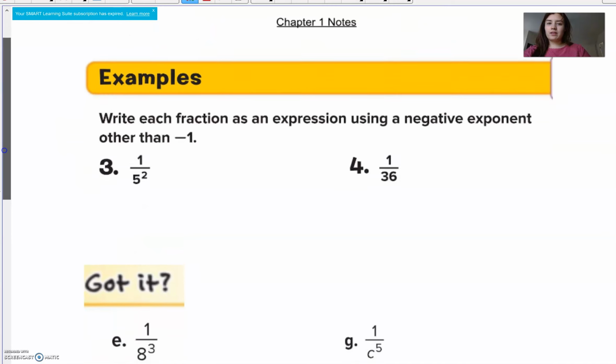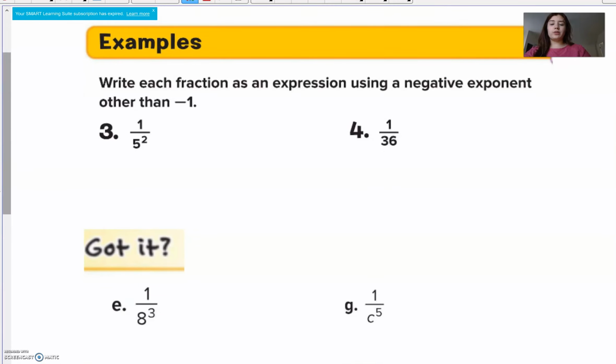Okay. So now we are going to take our fractions and rewrite them using a negative exponent. So this is just going in the reverse order. So we see that 5 squared is on the bottom. We're going to bring it to the top and include that negative sign. So your answer for 3 should just be 5 to the negative second power.